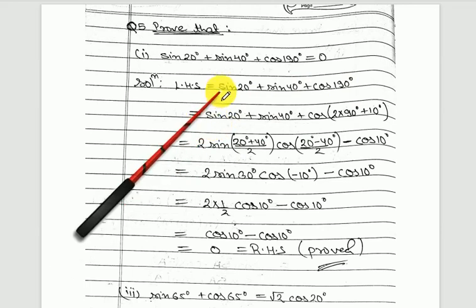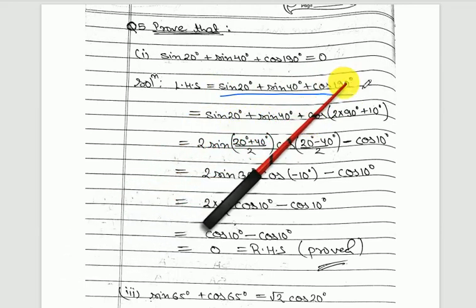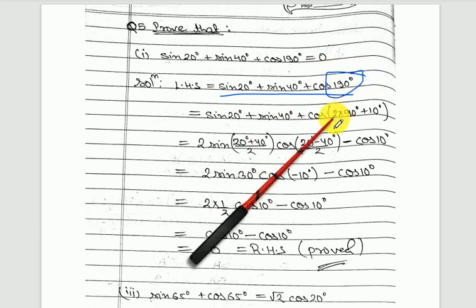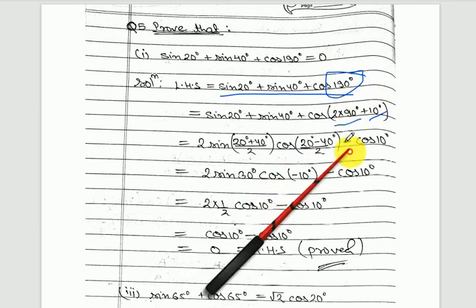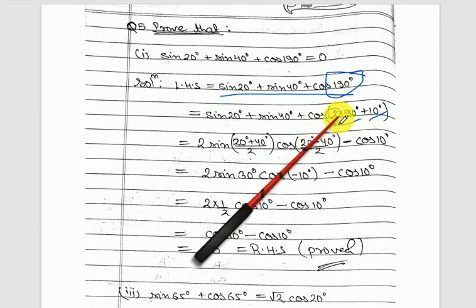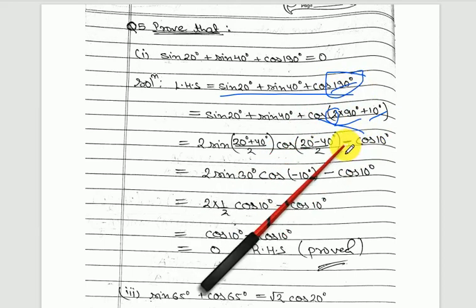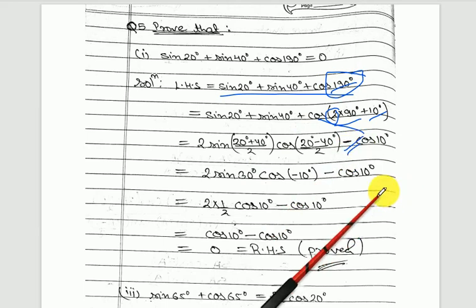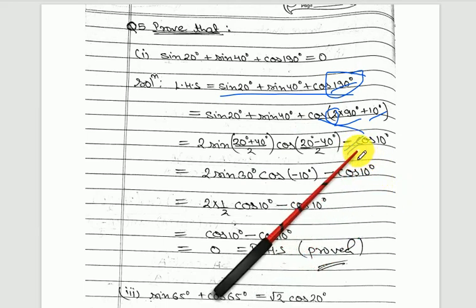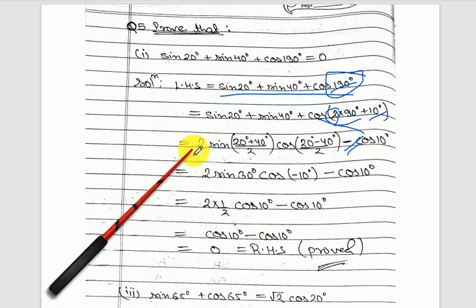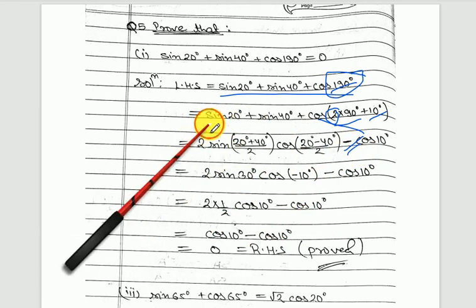Now this can be written as sine 20 plus sine 40 plus, and this 190 you can write as 2 into 90 plus 10. You can see that 2 is even, so cos will remain cos, but the whole angle lies in the second quadrant, so this minus sign comes, because in the second quadrant only sine and cosec are positive, the rest are negative. And for this part we can use the sin c plus sin d formula.